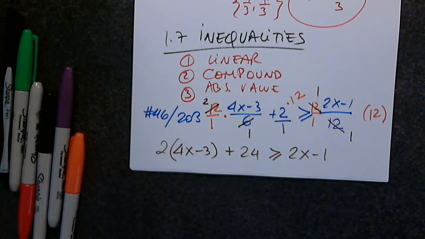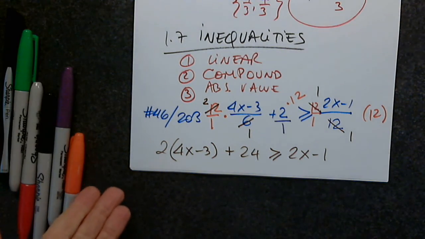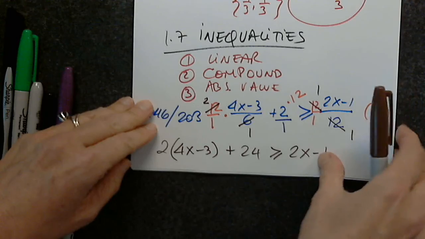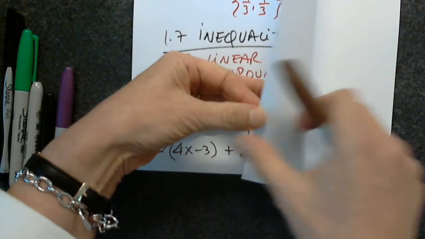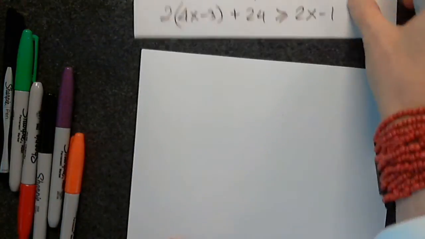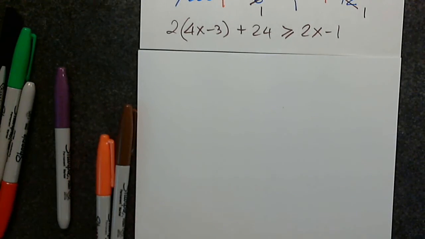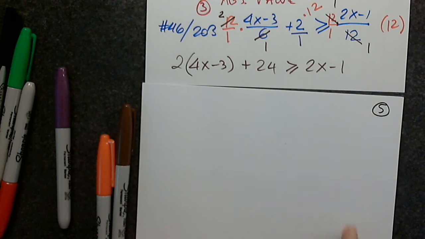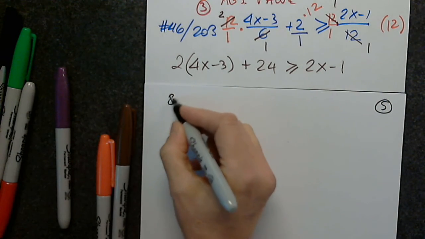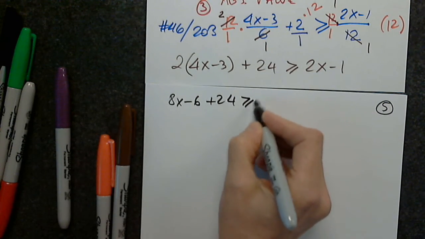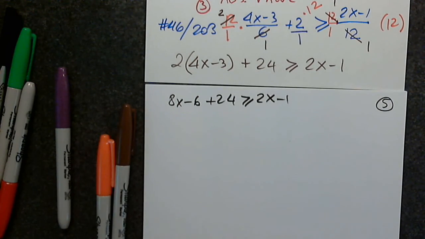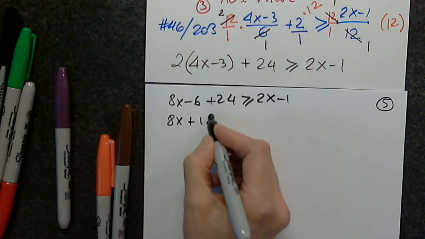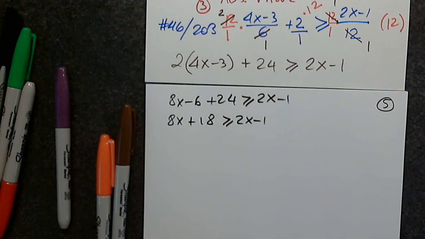Anything else? Okay. So now this is more human, right, than we had before. Good. So please tell me what to do next. Distribute the 2. Very good. So indeed, 8x minus 6 plus 24 greater than or equal to 2x minus 1. Then, yes. So it's 8x plus 18 greater or equal to 2x minus 1.